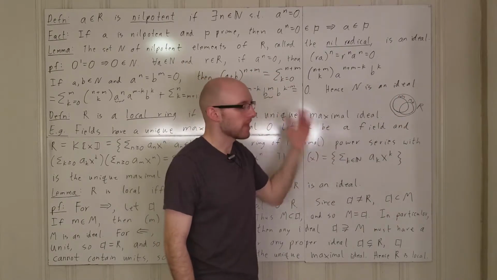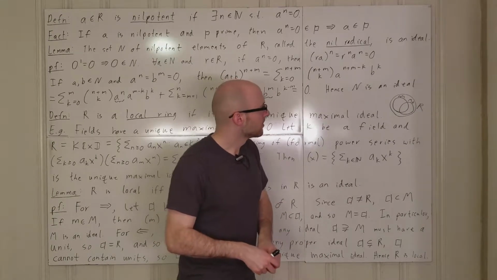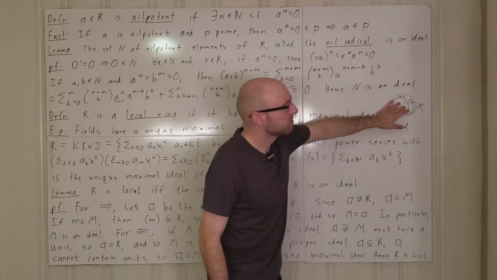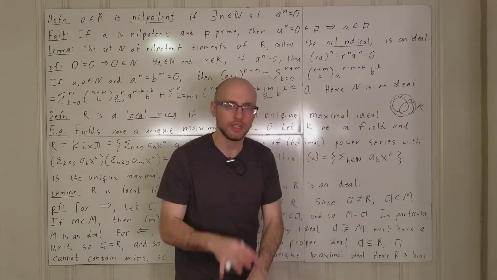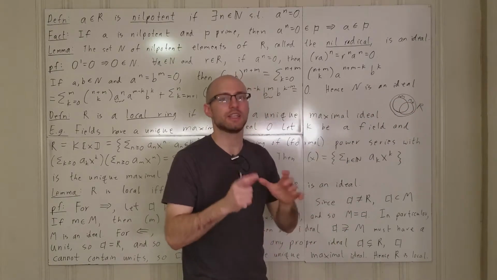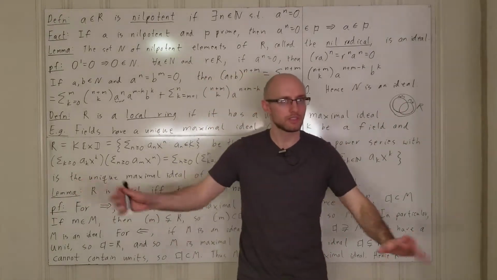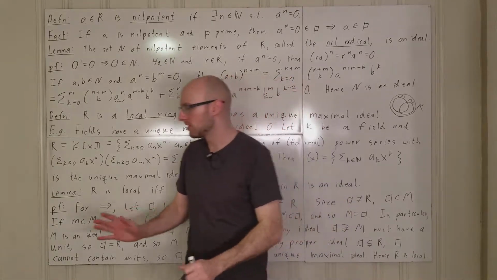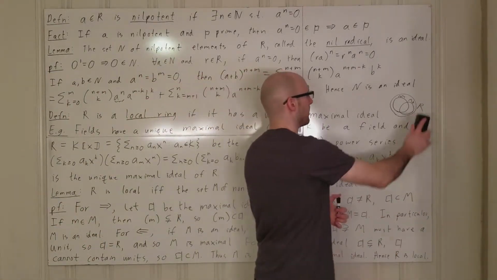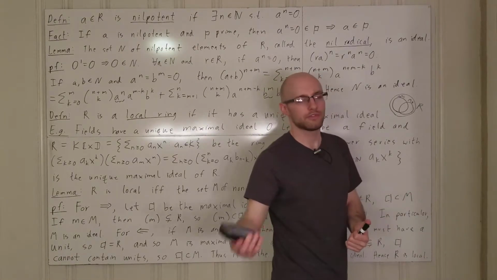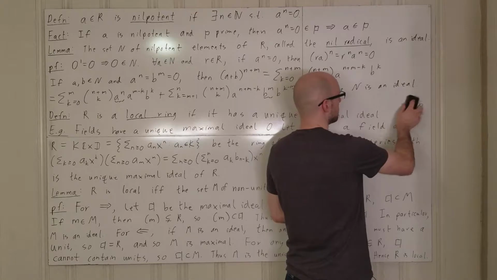So in this case, both M1 and M2 are maximal ideals, and there's no issue with both of these ideals being maximal, because one is not contained in the other. Maybe they overlap a little bit, or maybe they're completely disjoint. It doesn't matter. In general, you can have multiple maximal ideals in a ring.